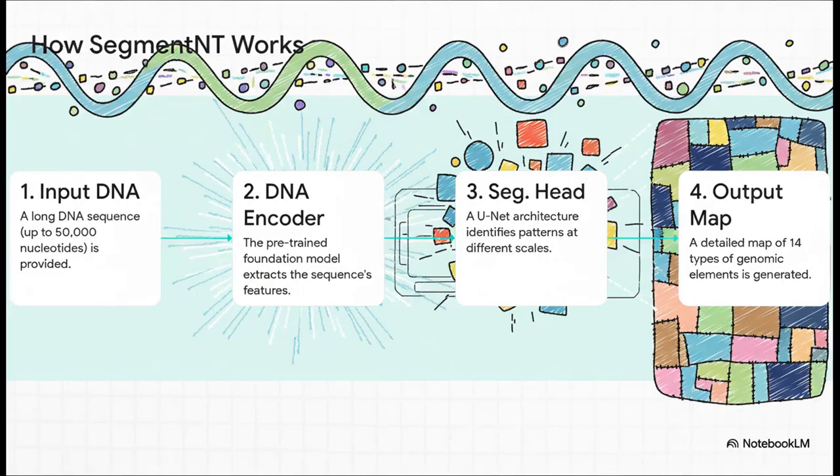So how does it work in practice? Well, first, you feed it a long chunk of DNA, up to 50,000 letters. The foundation model part then reads that sequence and figures out the biological context. It understands the grammar. After that, another piece, called the segmentation head, scans that data and identifies all the patterns at once, finally spitting out that complete, detailed functional map.